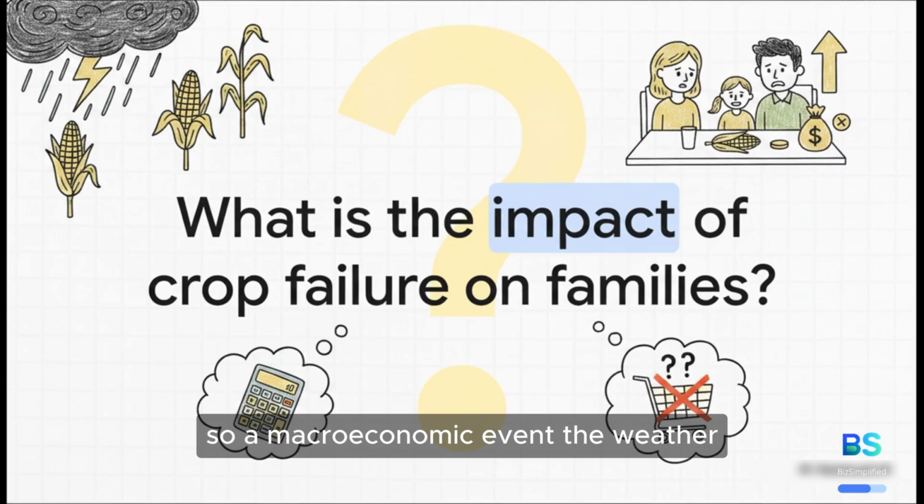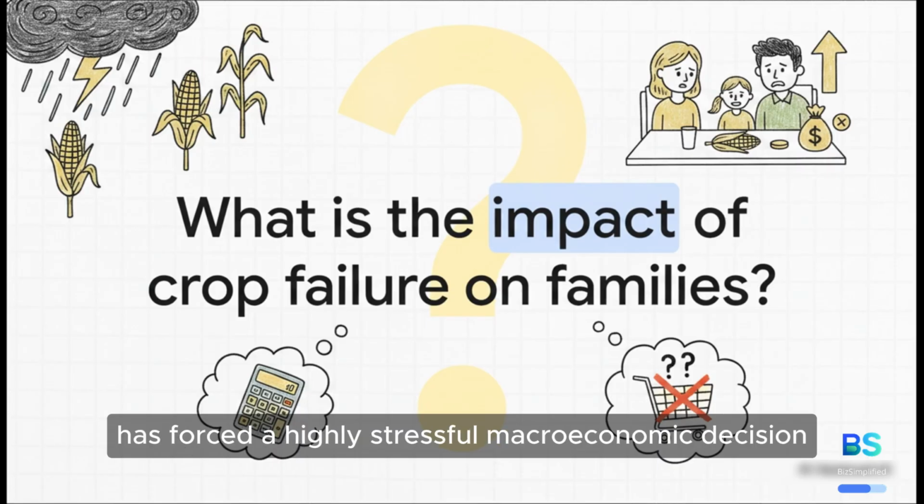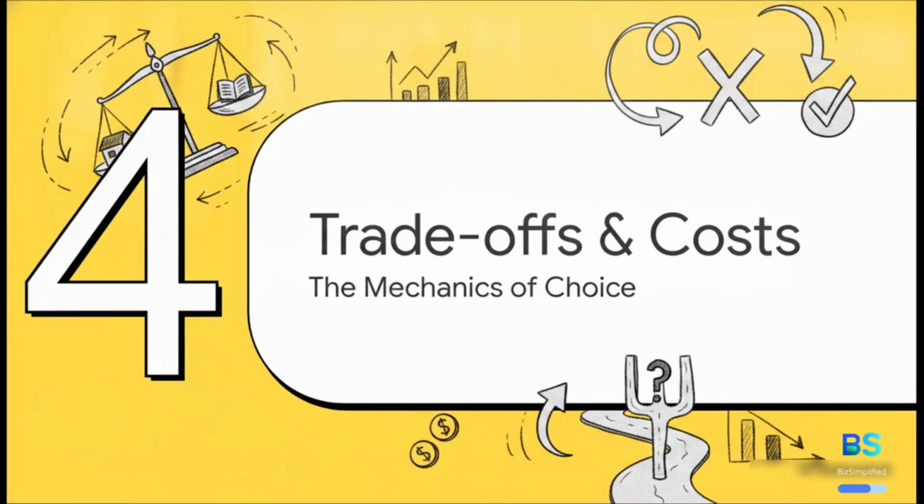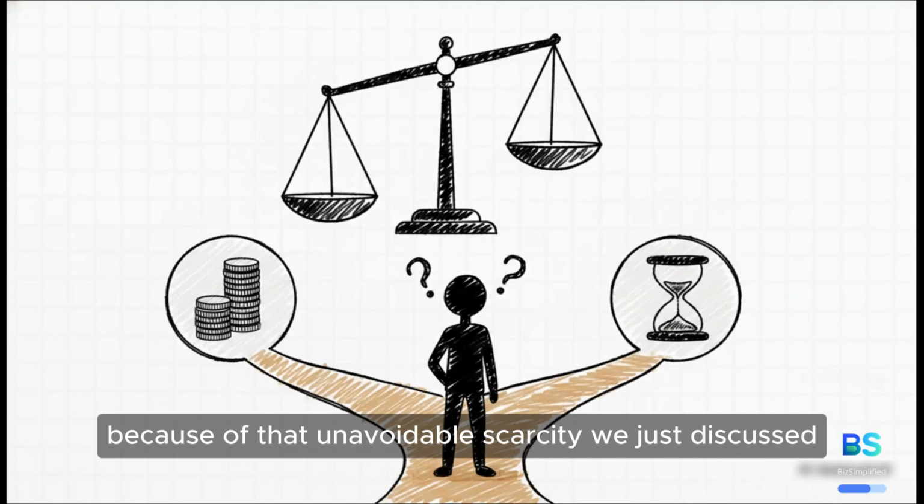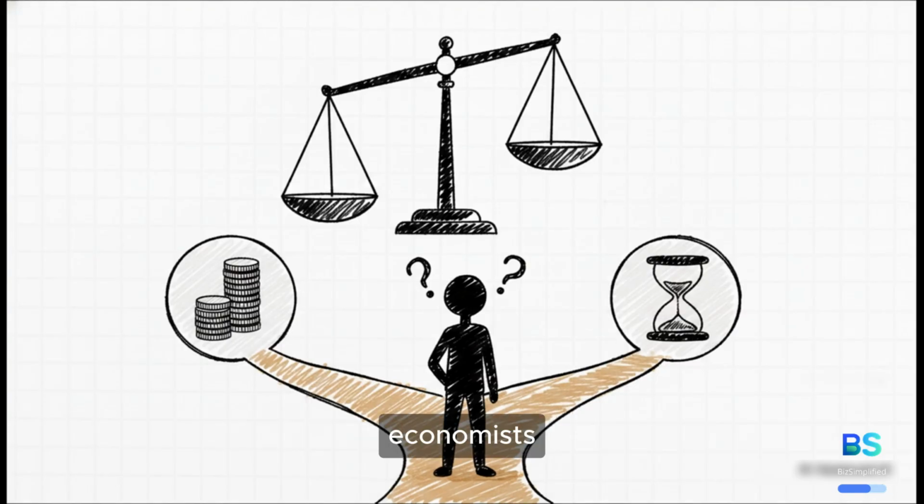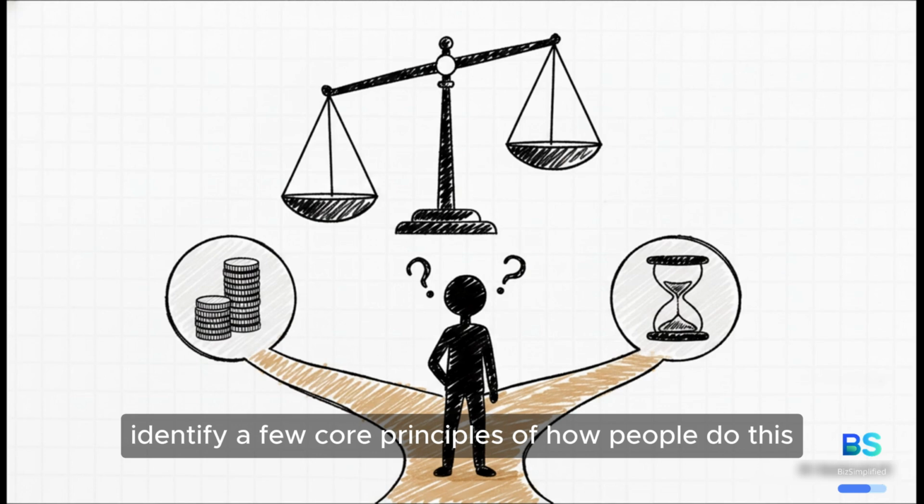So a microeconomic event, the weather, has forced a highly stressful microeconomic decision right at the dinner table. Section 4. Trade-offs and opportunity costs, the mechanics of choice. Because of that unavoidable scarcity we just discussed, we are forced to make decisions. Economists identify a few core principles of how people do this.